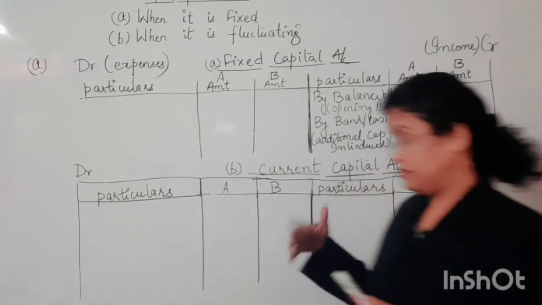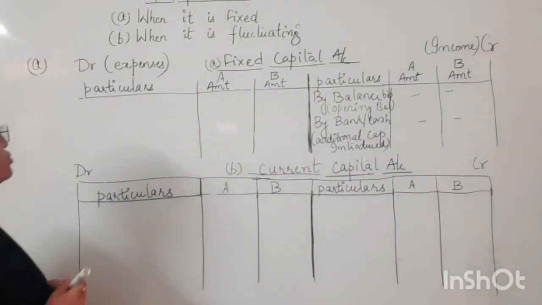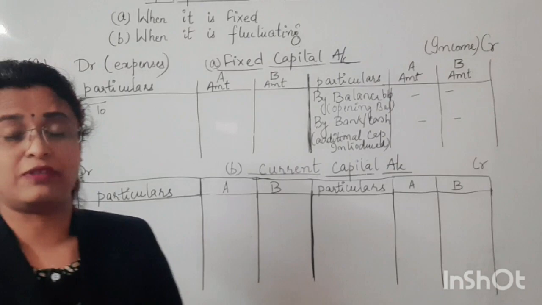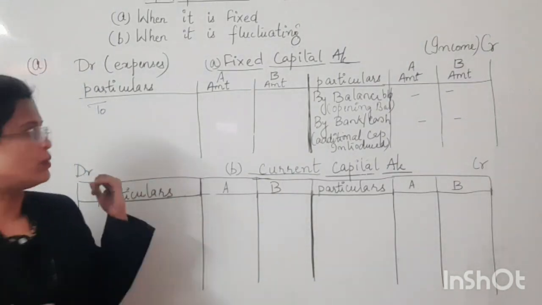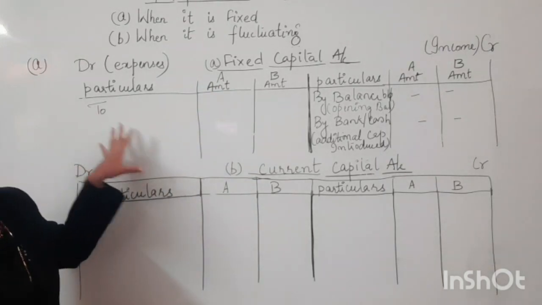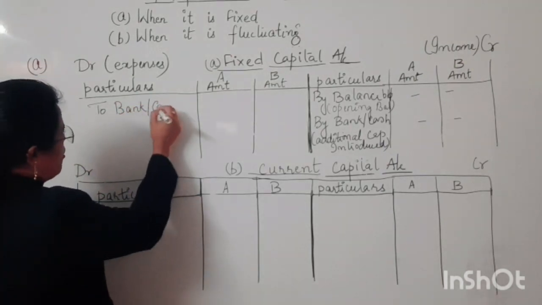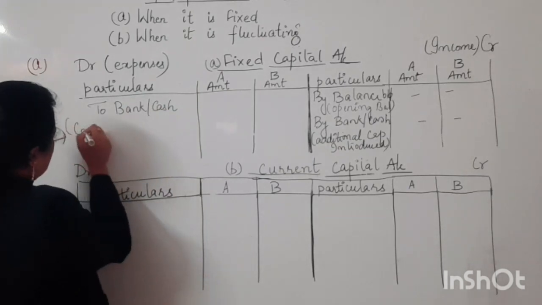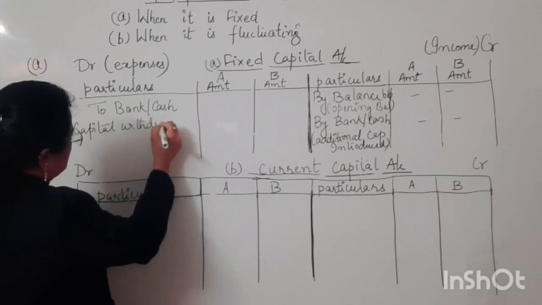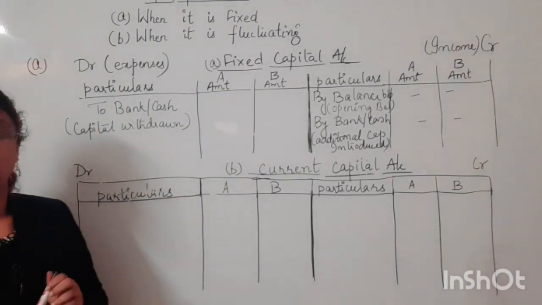Now there can be different transactions which can take place here too. Suppose the partner is withdrawing capital. See, if the partner is withdrawing capital, it reduces the capital. When the capital is reduced, it should come on the debit side here. So we will be writing here as what? To bank or to cash. We can write down here, this means capital withdrawn. Children, remember this, out of this bank or cash, you will be using only one thing at a time.